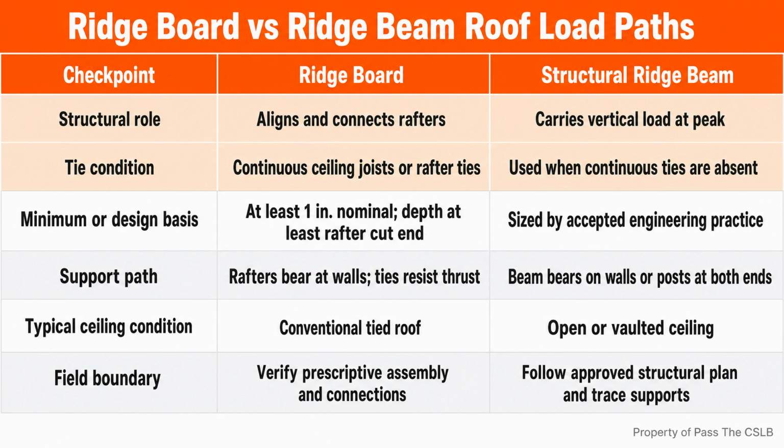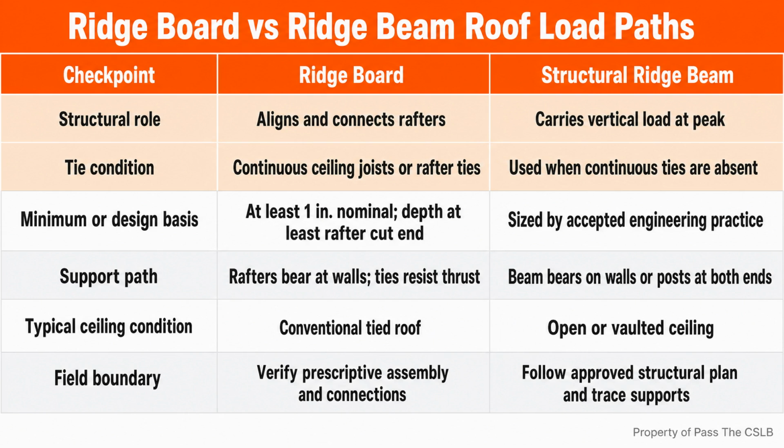The ridge board is the simpler member. It gives opposing rafters a continuous surface for alignment and connection at the peak. Under the prescriptive arrangement described in the California Residential Code, it is not the member that carries the vertical roof load down to the foundation. The rafters bear at their lower ends, and the ceiling joists, or rafter ties, control the outward thrust.